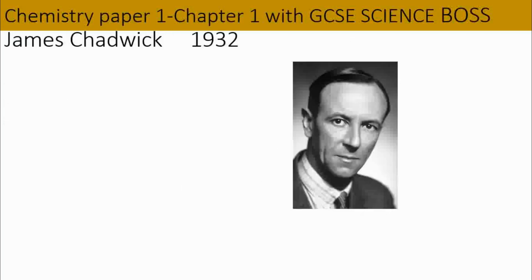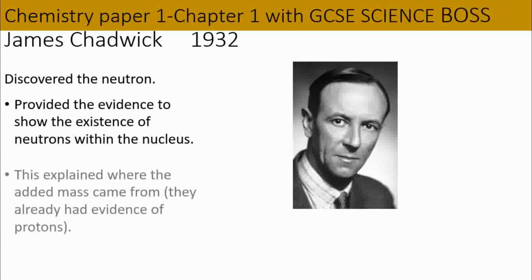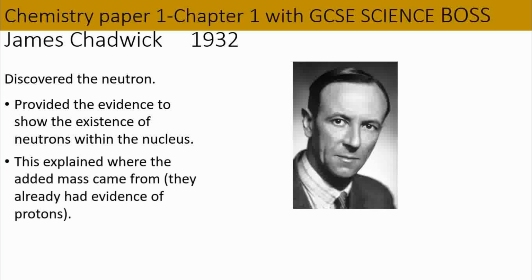Now, James Chadwick then discovered the neutrons, and he provided evidence to show that there are also neutrons found in the middle, and explained where the added mass was coming from, because they already knew about protons. Good, excellent. Now, that summarizes the history of the atom.